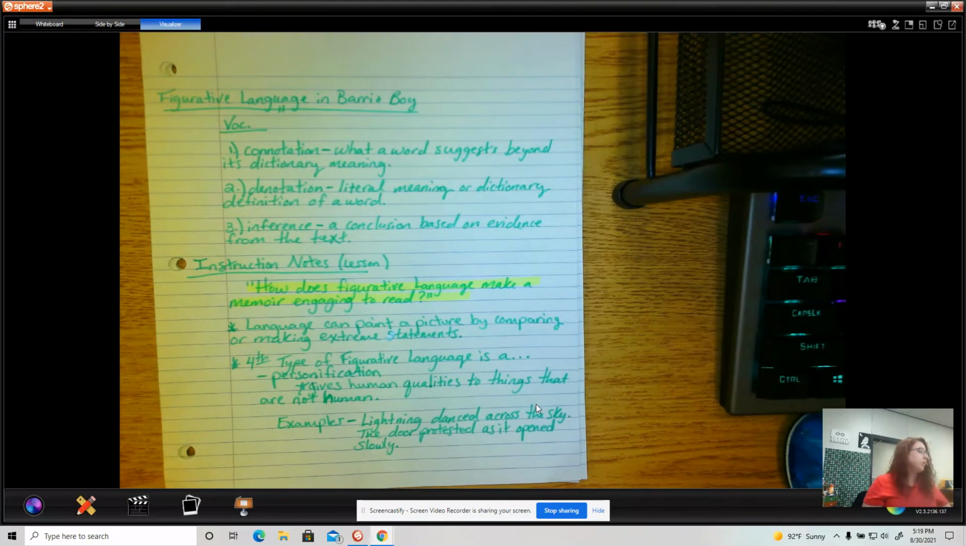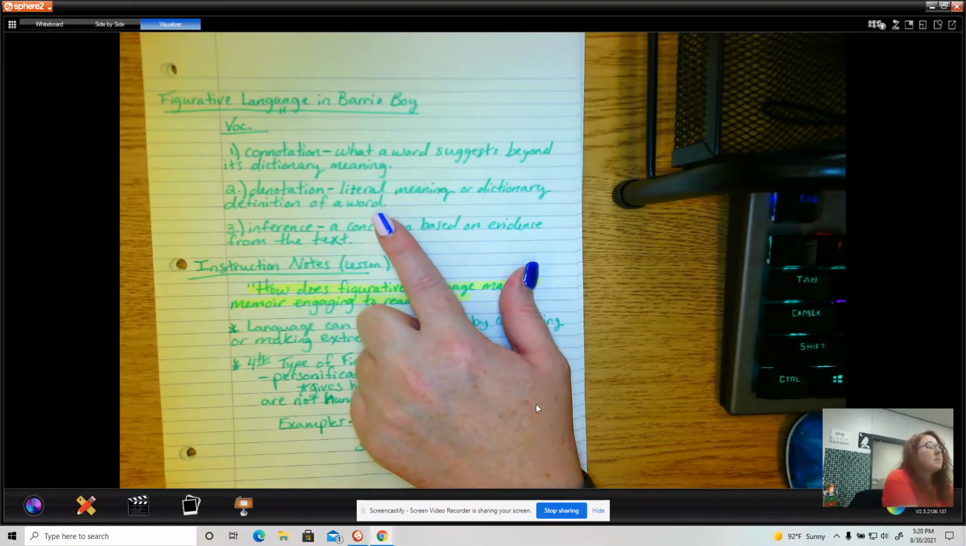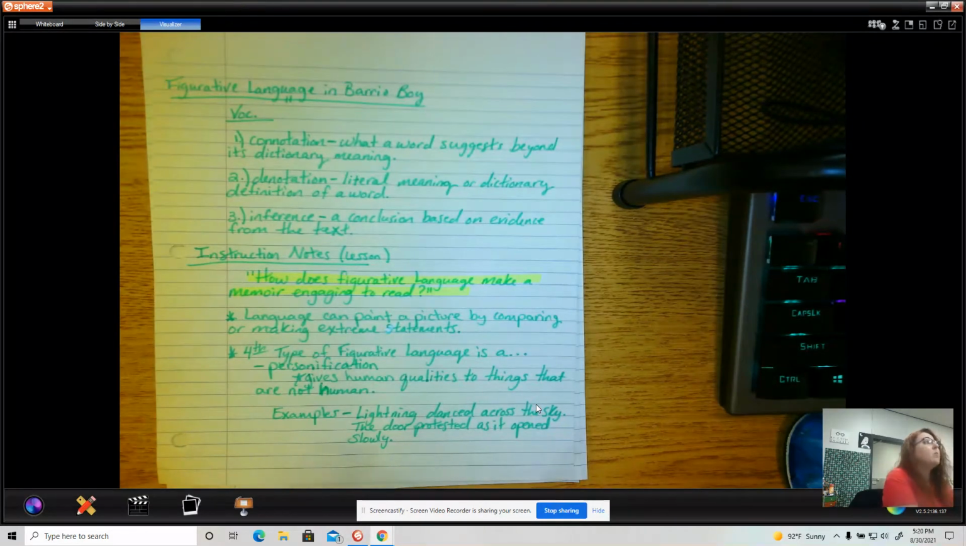I want to talk to you about figurative language in Barrio Boy. So we had several vocab words, but they were repeats, so I only put the three new ones. Our three new ones are connotation, what a word suggests beyond the dictionary meaning; denotation, the literal meaning or dictionary definition of a word; and inference, a conclusion based on evidence from the text.